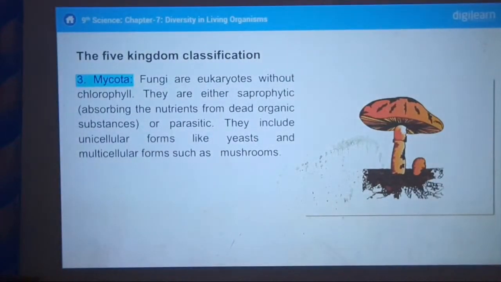Mycota. Fungi are eukaryotes without chlorophyll. They are either saprophytic, that is absorbing the nutrients from dead organic substances, or parasitic. They include unicellular forms like yeasts and multicellular forms such as mushrooms.